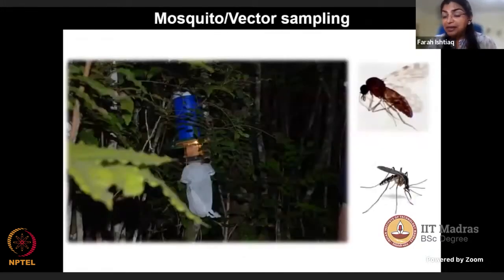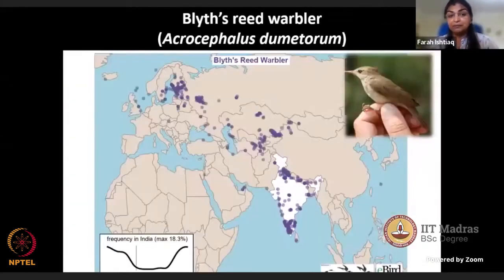And then, as I said, malaria is a three-piece jigsaw puzzle. You just can't rely on a bird and a parasite. You need to understand mosquitoes as well, which might be living in these environments. So to understand that, we sample mosquitoes as well.